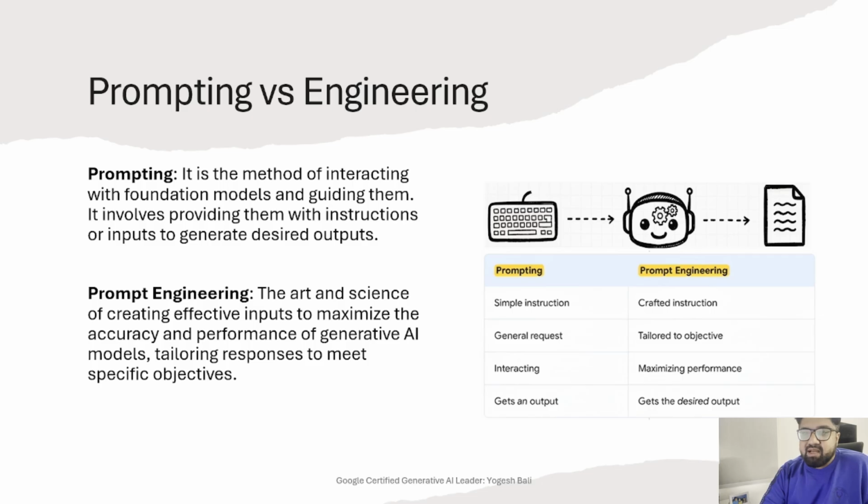So in prompting, I casually ask anything to the model, whereas in prompt engineering, I have steps of instructions and personas through which I ask the AI model to answer.